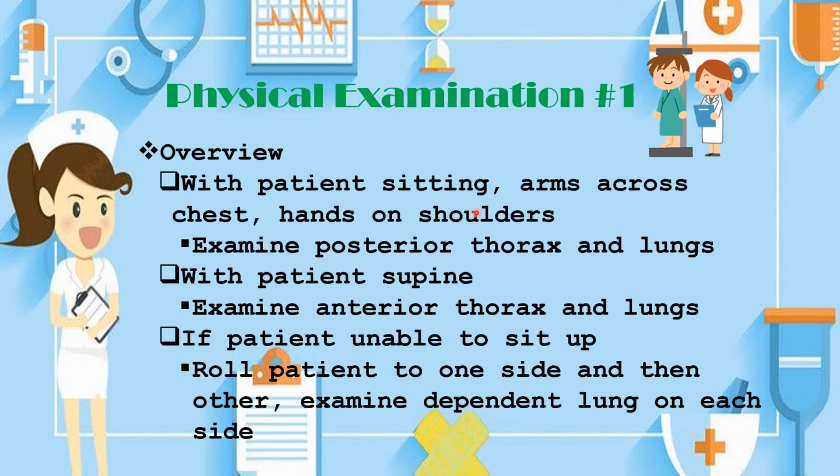So, let's move on to the physical examination. As an overview, you have to position your client in a sitting position with arms across the chest, hands on the shoulders, and then you can start examining the posterior thorax and the lungs. With the patient in supine position, you can examine the anterior thorax and the lungs. If the patient is unable to sit up, you can roll the patient to one side and then the other, and then examine the dependent lung on each side.